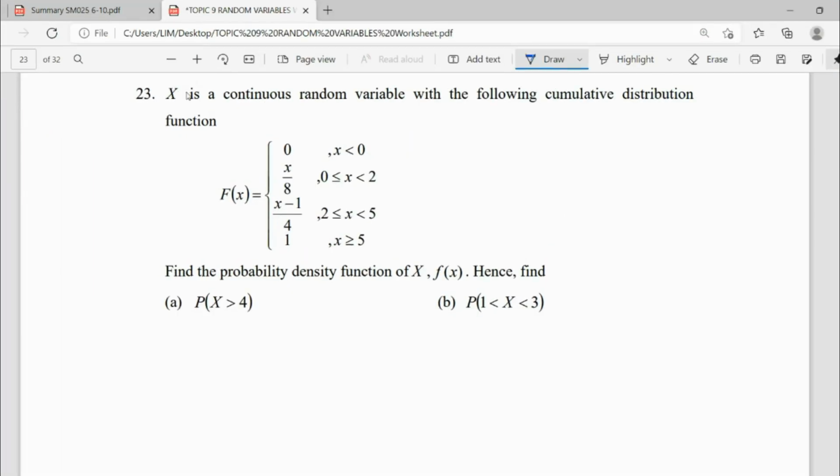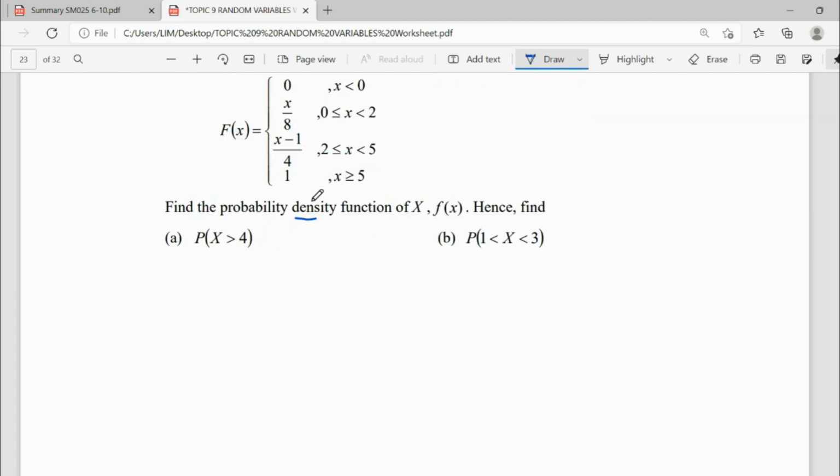So X is a continuous random variable with a cumulative distribution function F. Find the probability density function. So we're going to differentiate from capital F to small f. We're going to differentiate by every interval here. So step by step, for x less than 0, small f equals to differentiating with respect to x. For 0, we get 0.